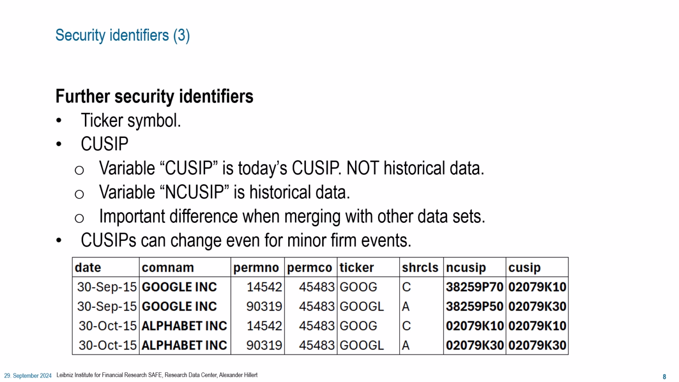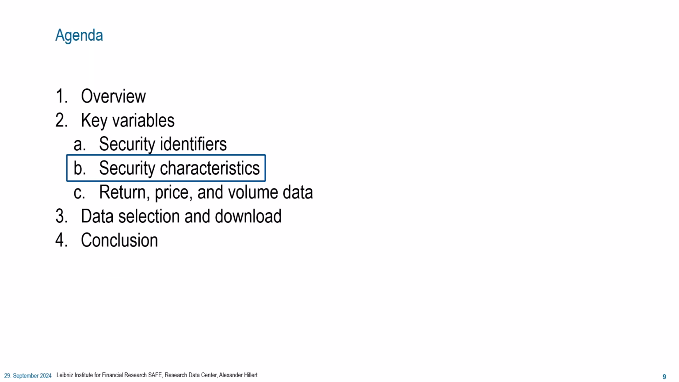So it's important to keep that in mind and to figure out, before merging the data sets, what is the correct way of combining the two. Should it be on historical identifiers or on today's identifier? And last point, we already discussed that the CUSIP can also change for minor firm events that, one could argue, do not really affect the business activities of the firm. So that's all that I wanted to say about security identifiers.